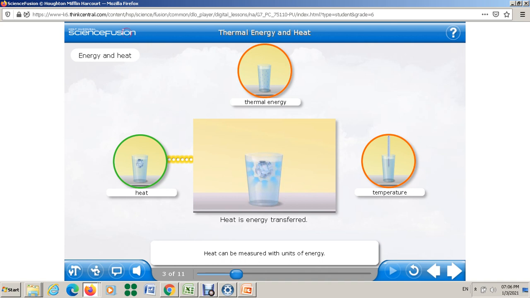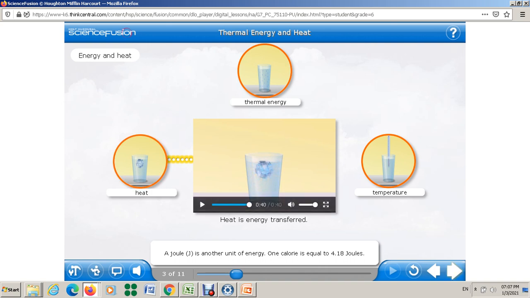Heat can be measured with units of energy. A calorie, C, is a unit of energy. A joule, J, is another unit of energy. 1 calorie is equal to 4.18 joules.